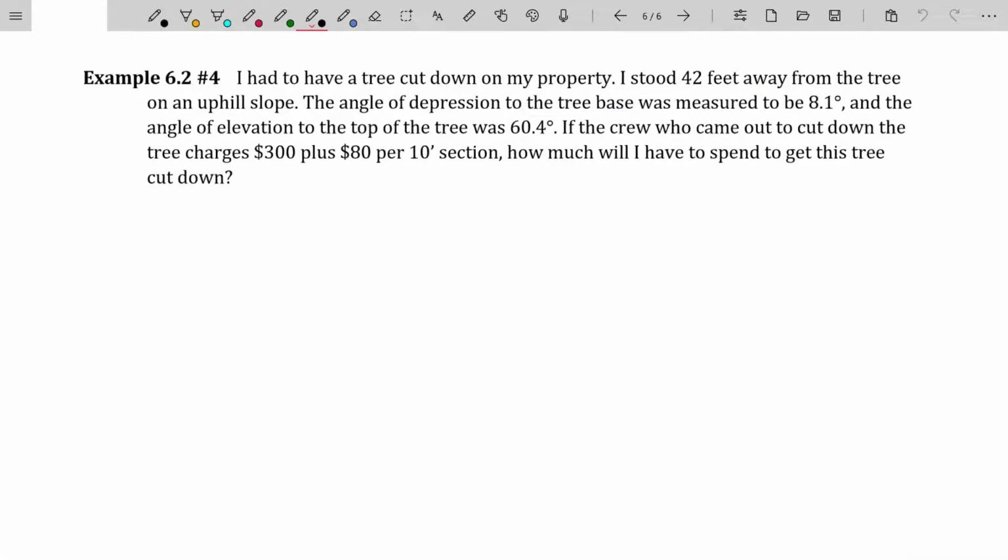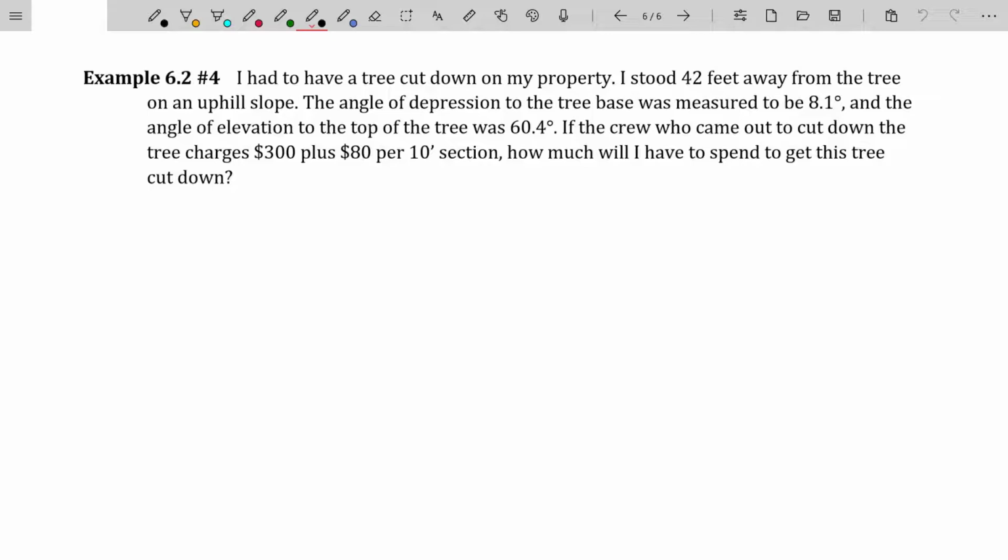Now, this is a good real application that I actually used, with the exception of the last part about the price. I had to have a tree cut down on my property, and when I had people come out to give quotes, one person had told me, well, it's going to be kind of expensive if it's a tall tree for us to cut it down. Do you know how tall the tree is? Now, I'm pretty terrible at eyeballing how tall something is, but I do have ways to measure angles.